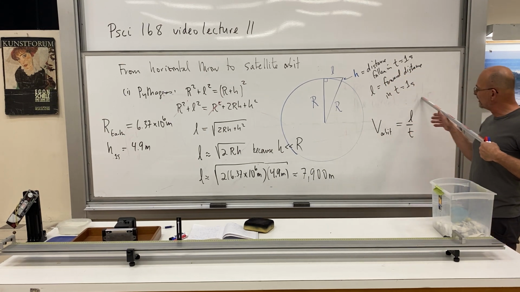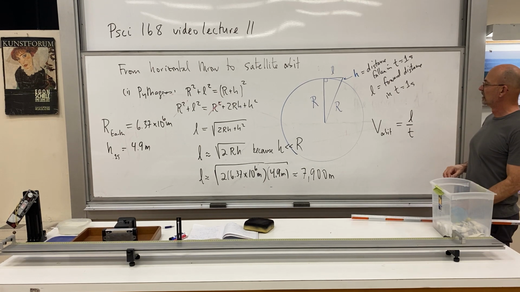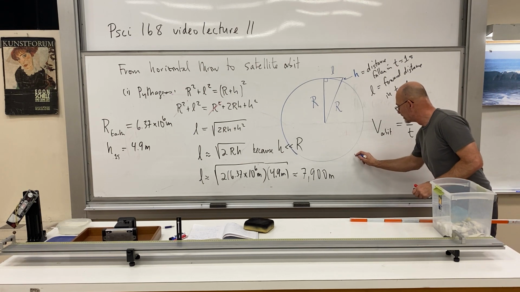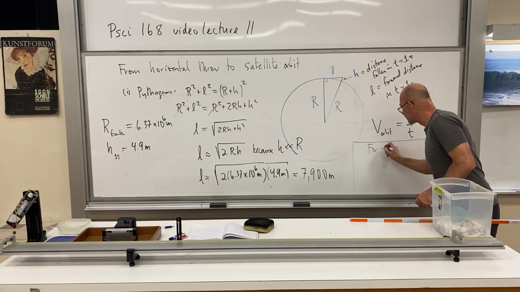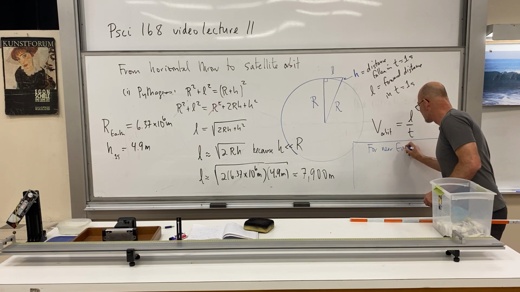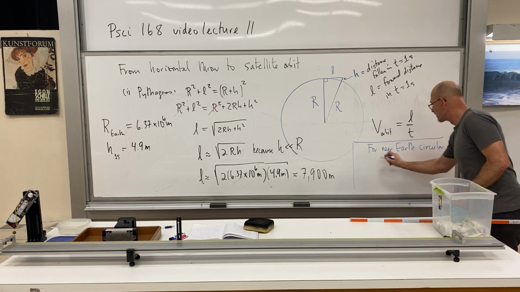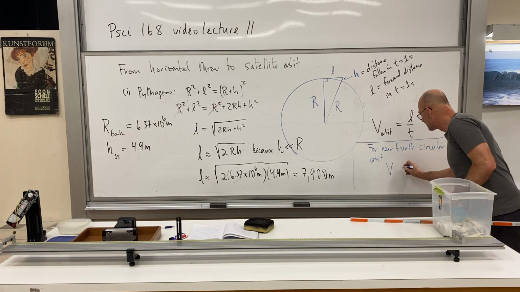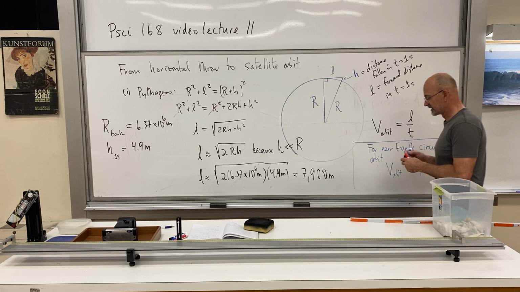So now we have found the orbital speed. The orbital speed is going to be 7,900 meters per second for a near-Earth orbiting satellite. I'll put that right down here. For a near-Earth circular orbit, the orbital speed equals 7,900 meters per second.